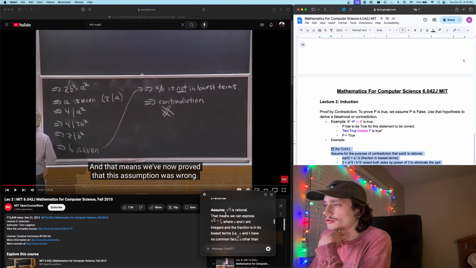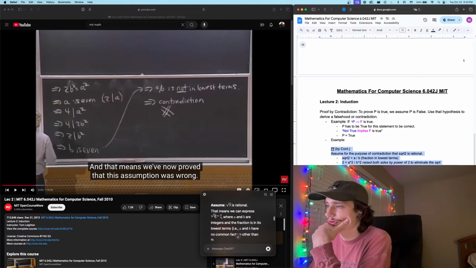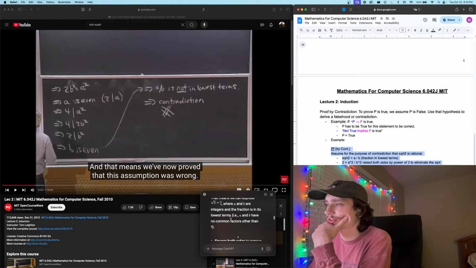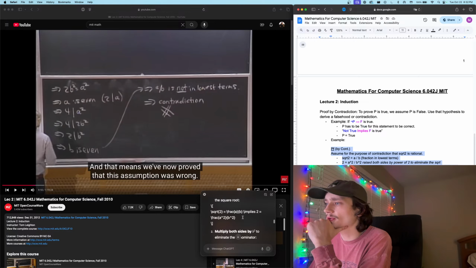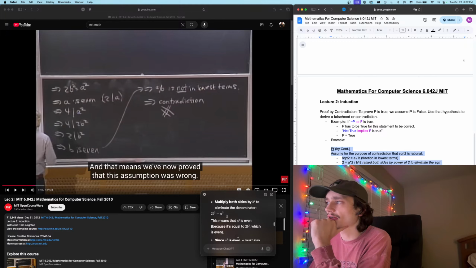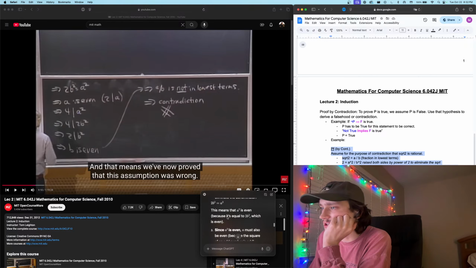Assume the square root of 2 is rational. That means we can express the square root of 2 as a over b, where a and b are integers and the fraction is in its lowest form. A and b have no common factors other than 1. Square both sides to remove the root. Right. Multiply both sides by b squared to eliminate the denominator. This means that a squared is even because it's equal to 2 times b squared, which is even.